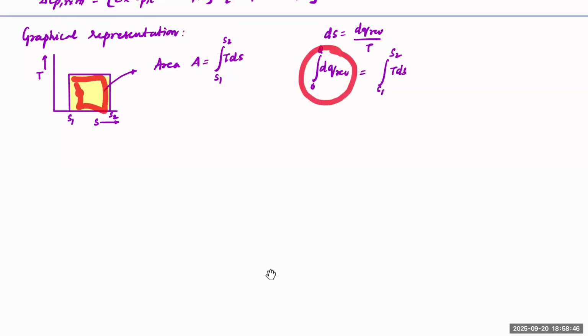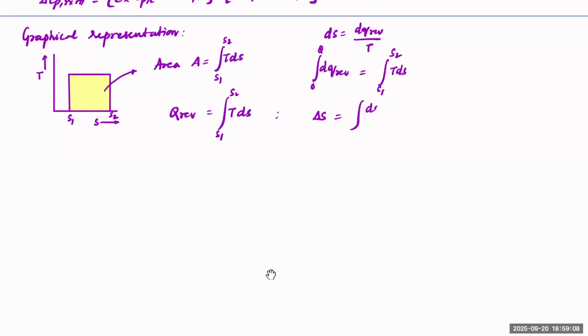So the area under the curve between T and S, if you plot, you will always get the amount of heat that is being supplied to the system. So that is Q reversible. Q reversible is equal to the integral of T dS from S1 to S2. Another way of writing it is delta S equals the integral of dq reversible by T, from T1 to T2. But as far as the graph is concerned, this is how you can decode it.